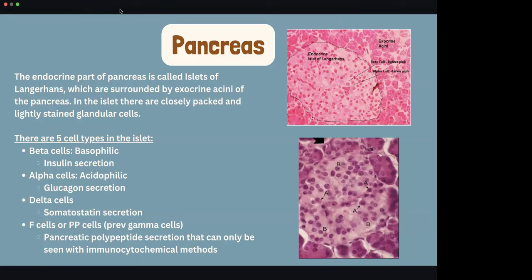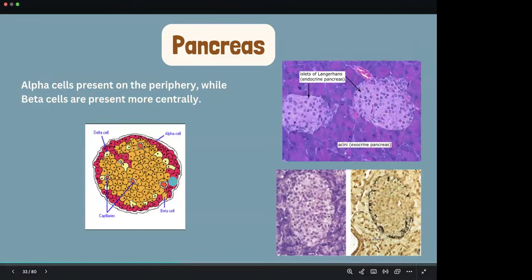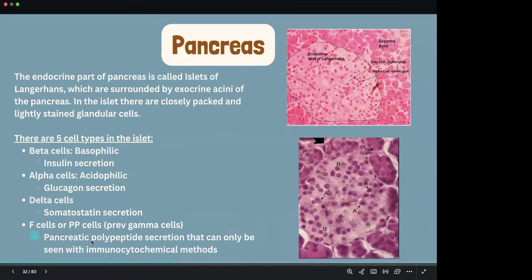We have 5 types of cells in the islets of Langerhans: the beta cells, the alpha cells, the delta cells, and the F cells. The beta cells are basophilic, as you can see here. They're darker, and they produce insulin. The alpha cells are acidophilic. They're more reddish, and they produce glucagon. And then we have the delta cells, which are not in this picture, I think in the next slide, but they produce somatostatin. F cells or PP cells, previously known as gamma cells, produce the pancreatic polypeptide protein. As you know from the name, PP, pancreatic polypeptide, so that's an easy way to remember it.